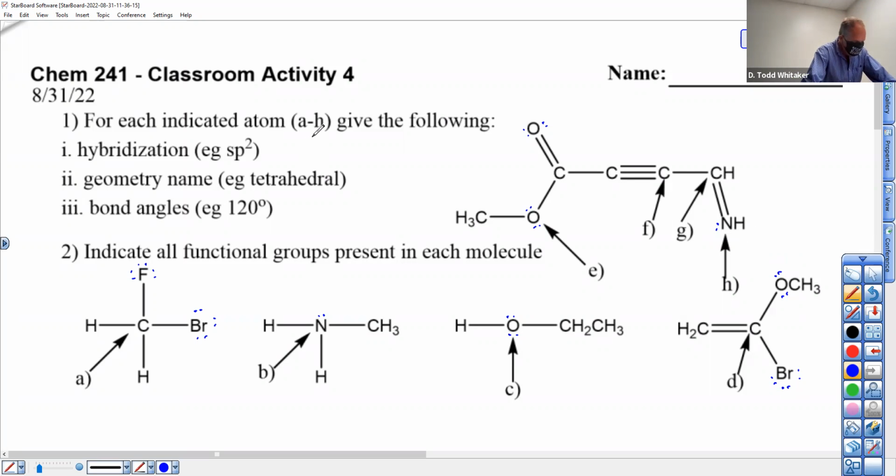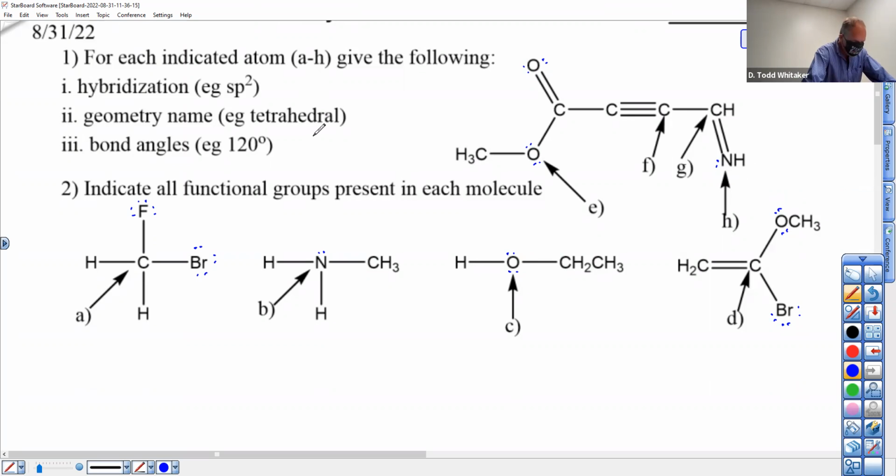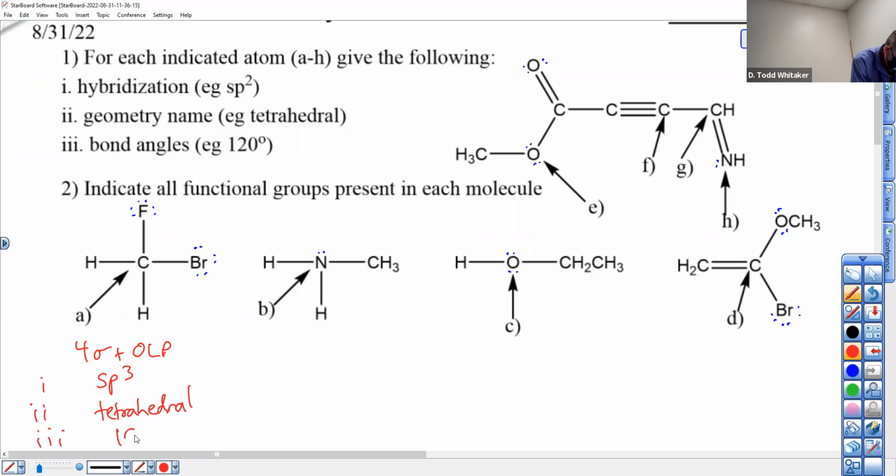Okay, so we're going to count sigma bonds and lone pairs. You remember that's the whole secret for hybridization. So I'm pointing to carbon with 4 sigma, 0 LP. That's sp3. That's answer I, sp3, with geometry name tetrahedral. Bond angle: 109. Yeah, the tetrahedral angle.